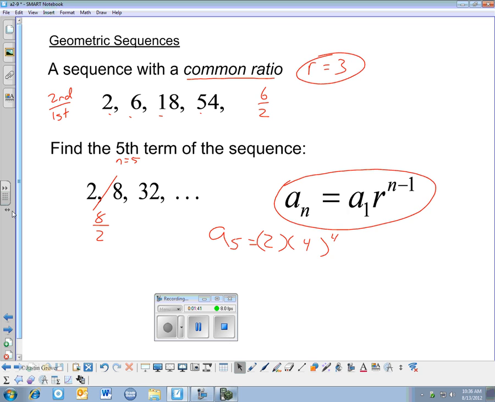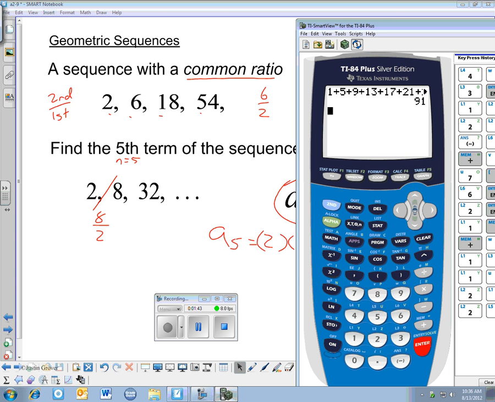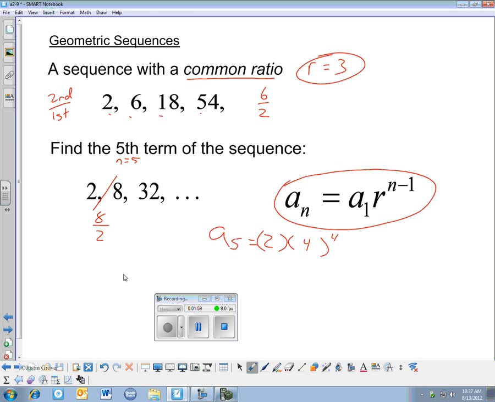And that's the order in which I'm going to type everything in here too. 4 raised to the 4th power, enter, times 2, enter. I always like to do it in small steps like that because I'm afraid if I type it all in at once and I don't use the right parentheses or something, something's going to get messed up. So the final answer is 512.